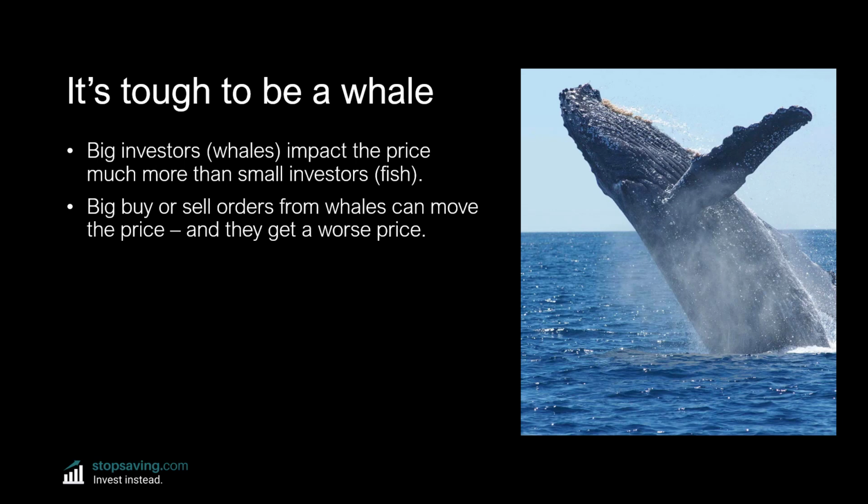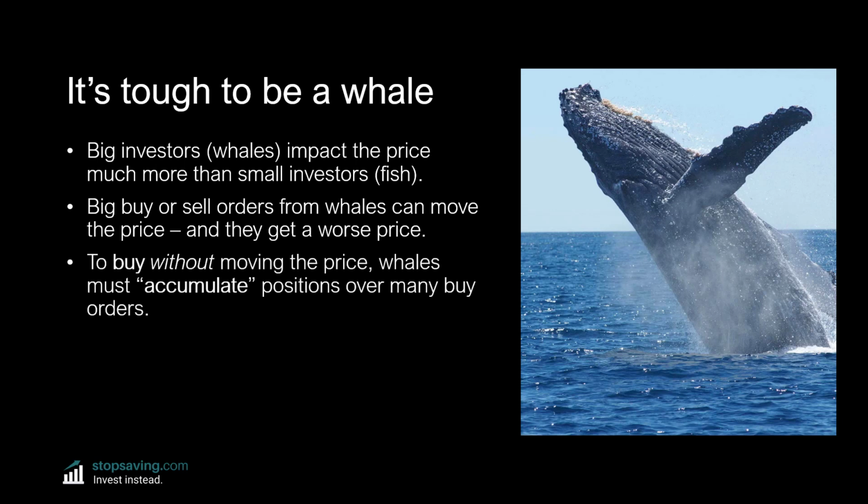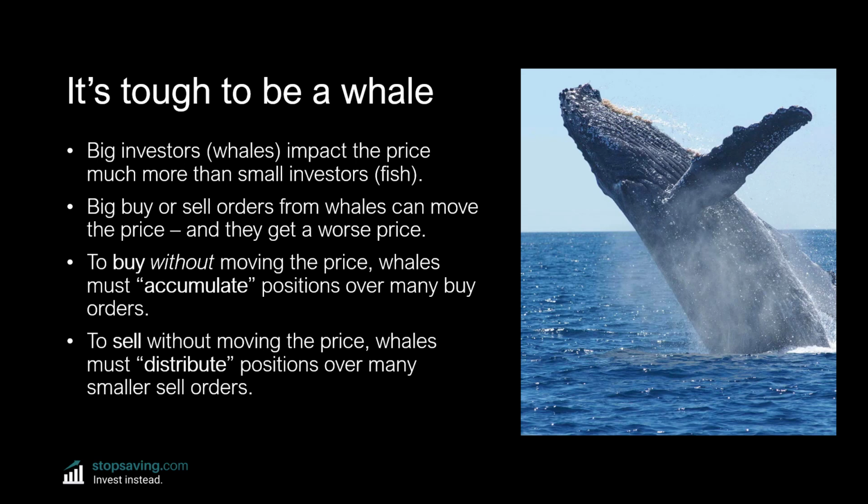So to stop this from happening, big investors need to buy in gradually in smaller chunks to build their position without moving the market higher first. And that's called accumulation. When it comes to selling, it's the opposite. Big investors need to sell big positions gradually rather than all at once. That way they can offload their position without crashing the market first. And that's called distribution.